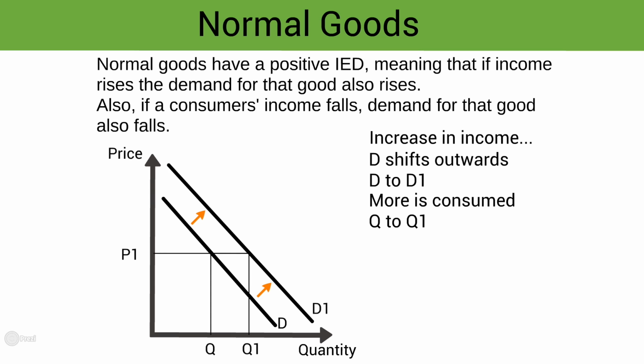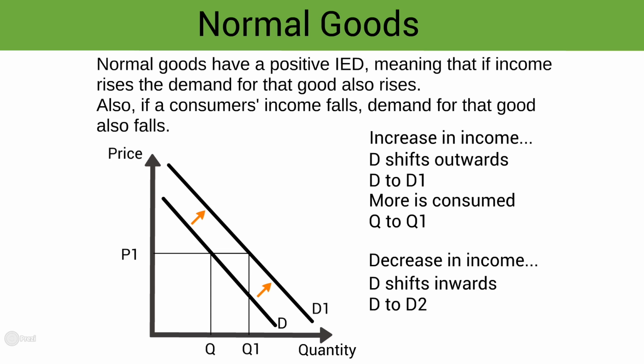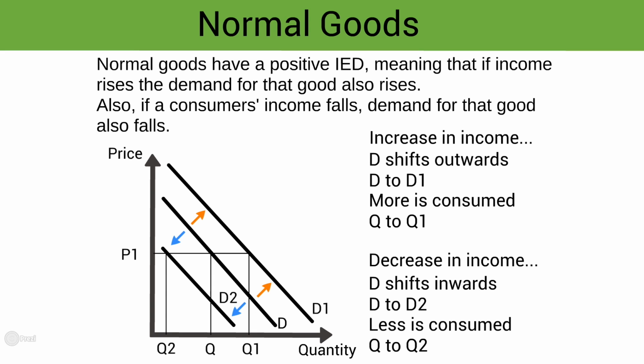We can also show what the effect of a decrease in income is. A decrease in income will result in demand shifting inwards from D to D2. If we assume that the price in the market stays at P1, this leads to less being consumed in the market. With the new level of demand of D2, which is the level of demand after income falls, the quantity demanded in the market is Q2, which is less than Q.